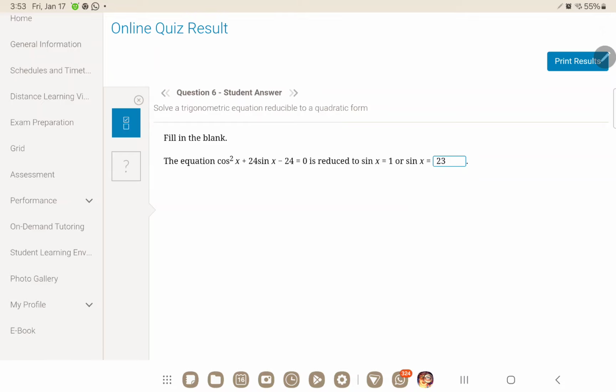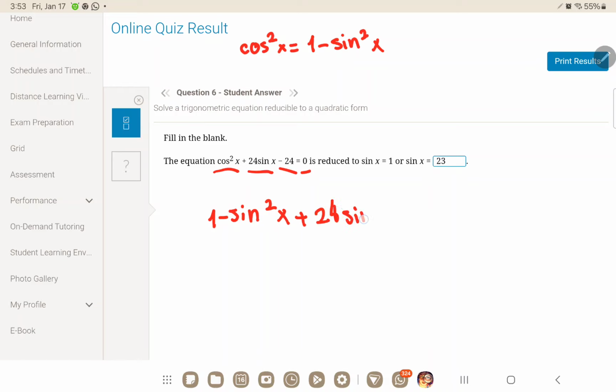Here again, we have another identity that we need to use. The equation: cosine squared x plus 24 sine x minus 24 equals 0. So what we do is, we know that cosine squared x equals 1 minus sine squared x. You have to memorize these. So 1 minus sine squared x plus 24 sine x minus 24 equals 0. So 1 and minus 24, when we put them together, become minus 23.